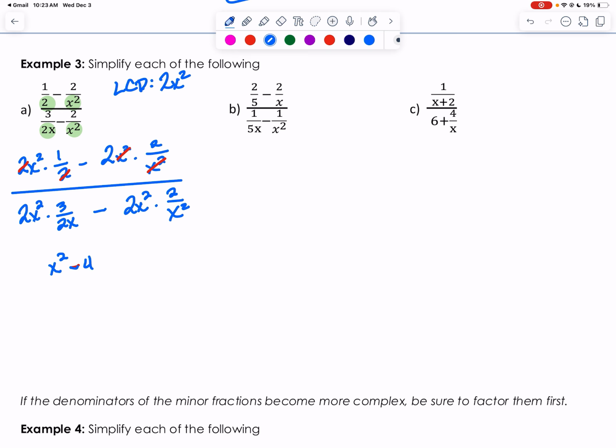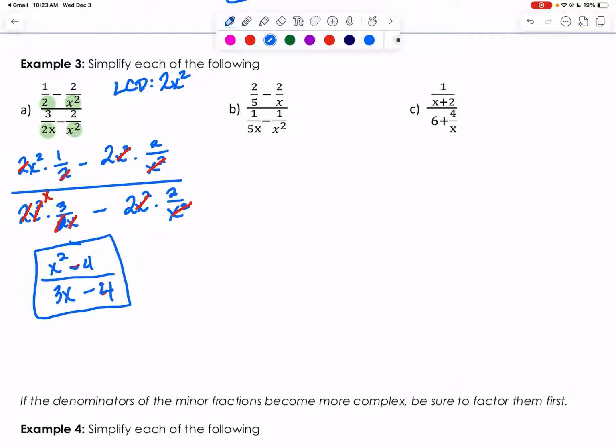On the bottom, 2 cancels with 2, and x goes into x squared x times. So that would leave me 3x. Here, x squared cancels with x squared, and that would leave me 2 times 2, or minus 4. Now, this particular problem will not simplify any further, so that's our final answer.